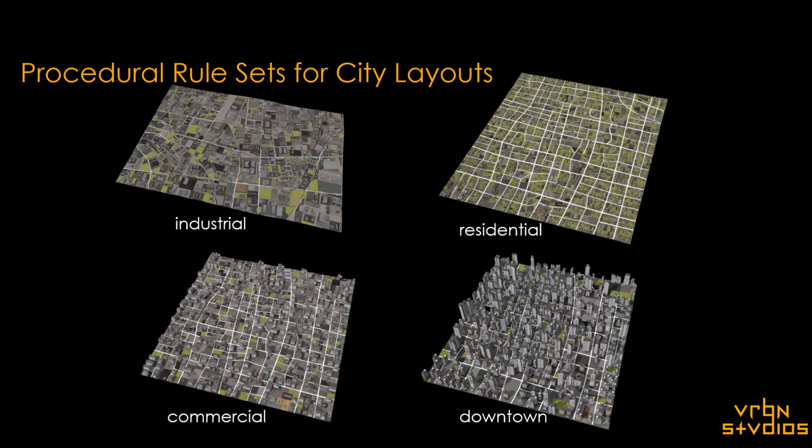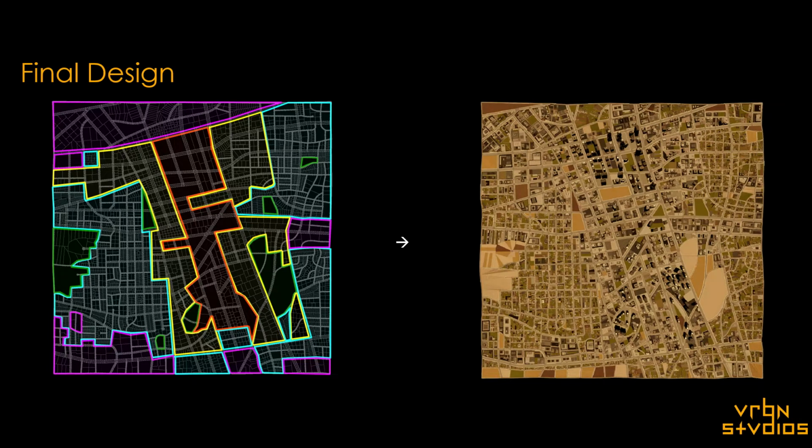Here are some examples of how we generate industrial zones, residential, commercial, and downtown. On this slide, we are looking at the urban usage zones as planned, and further on, as they look like populated in Unity.